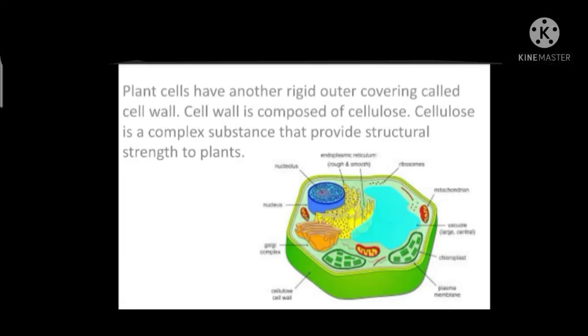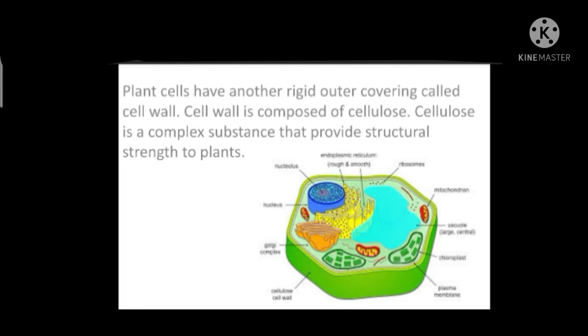Hello students, today we can see the topic cell wall. As we have seen earlier, the cells of all the organisms are surrounded by a plasma membrane, isn't it? But in some of the cells, that is the plant cells or fungal cells or even the bacterial cells, they are surrounded by an outer covering called the cell wall.